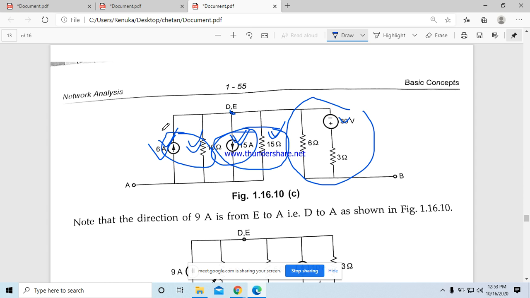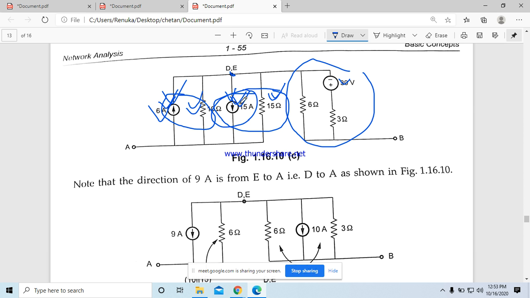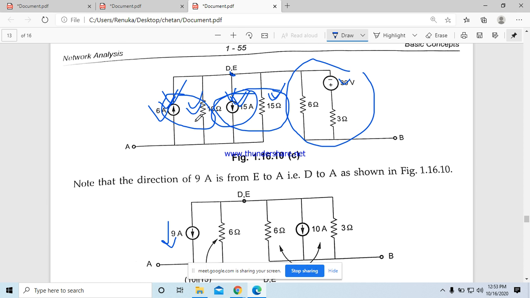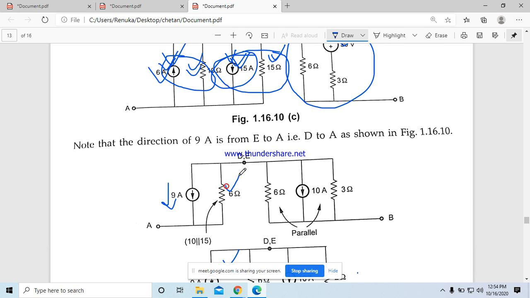What is the next procedure? This is parallel with this, so add these two. But these two are in opposite directions, right? So you have to subtract 15 minus 6, and 15 amps is in the downward direction, so you can draw this one in the downward direction. This is parallel with this. 10 into 15 divided by 10 plus 15, you will get 6.